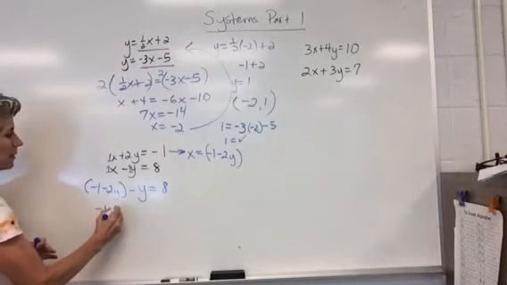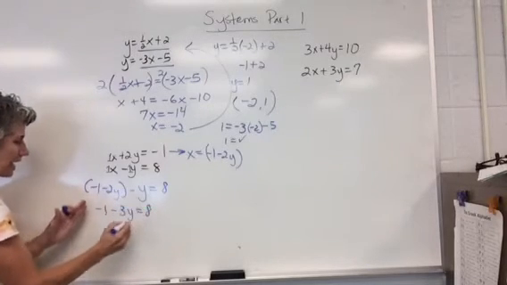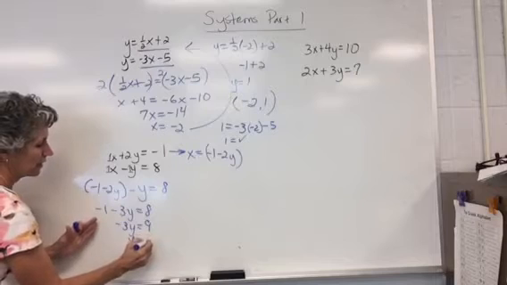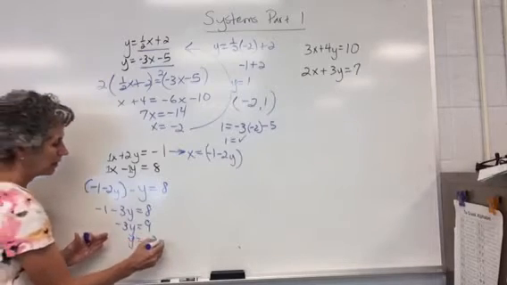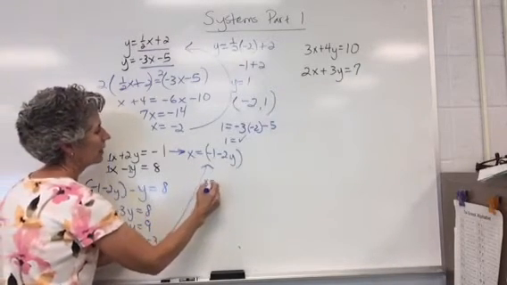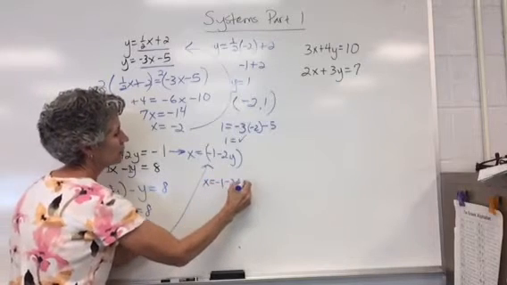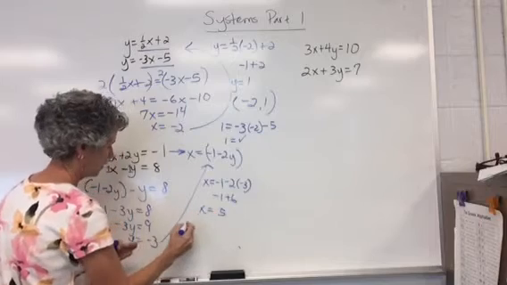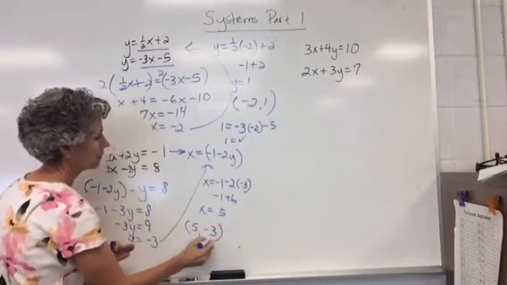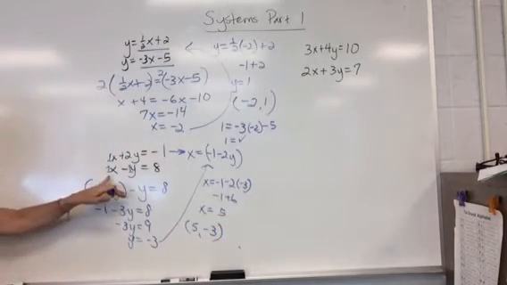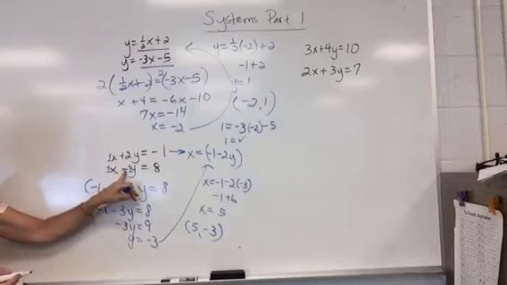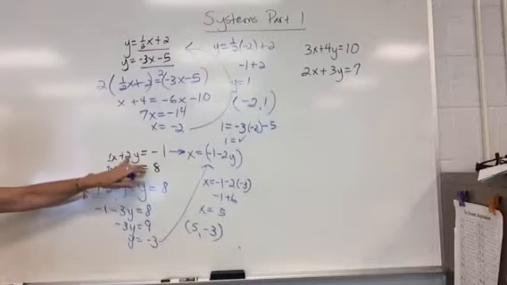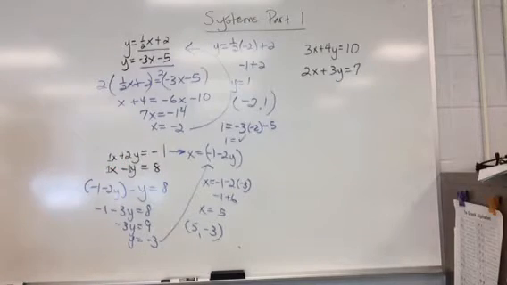So we get negative 1 minus 3y is 8. Add a 1 to each side. Divide by that negative 3, and there's your y. And you can go right back up here. x is negative 1 minus 2 times negative 3, negative 1 plus 6, which is 5. So 5, negative 3. And again, let's just check and make sure that's true. 5 minus a negative 3 would be 8. So they both check. 5 plus negative 6 is negative 1.